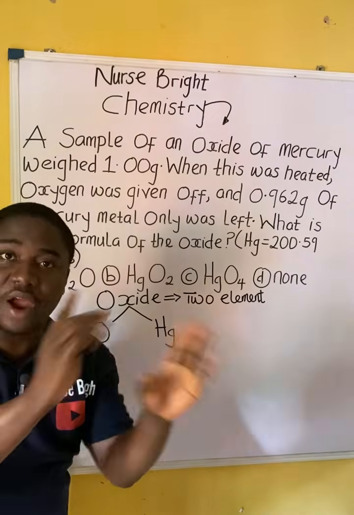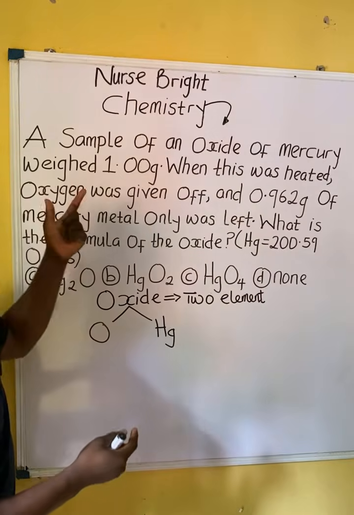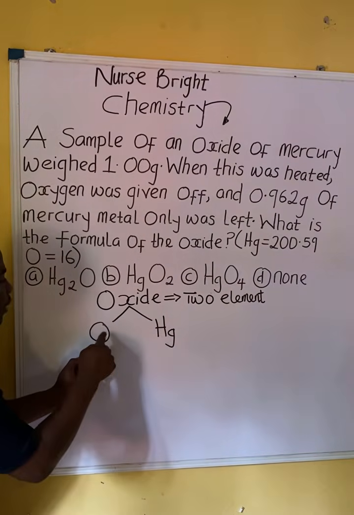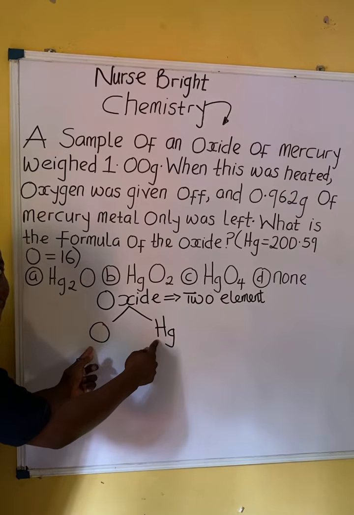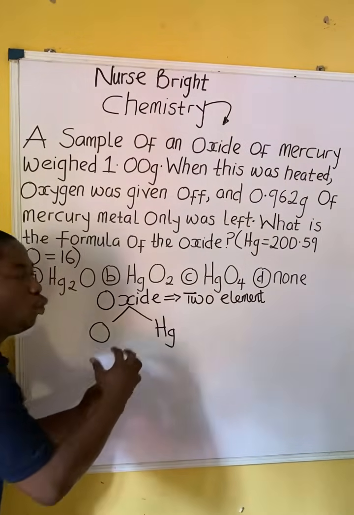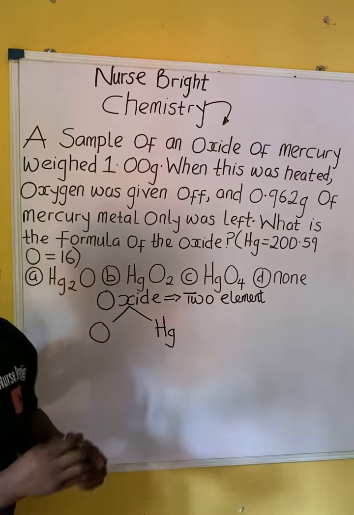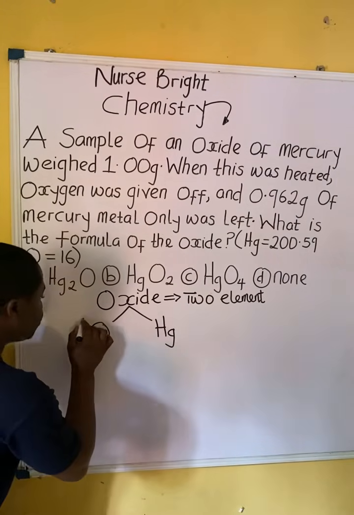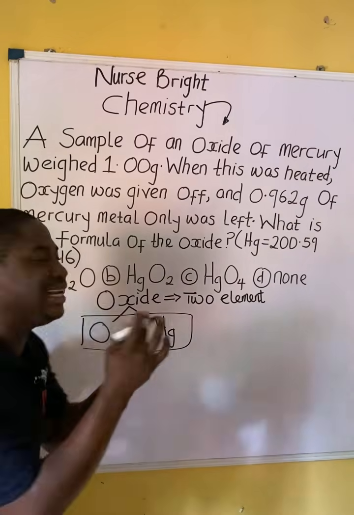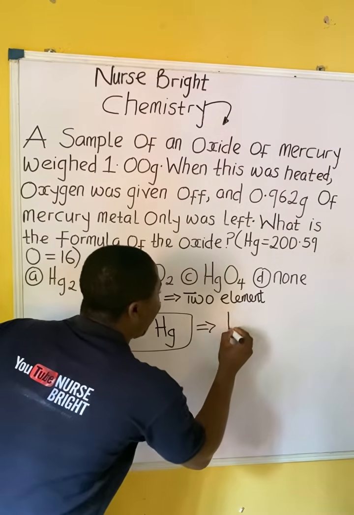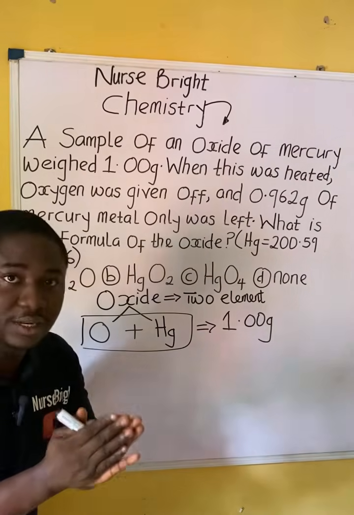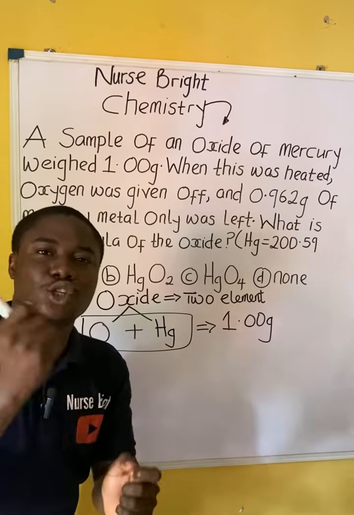Now listen very well. This question is very easy. Initially, they said that a sample of an oxide of mercury, meaning that this is the oxide of mercury. All right, we're not done. Just watch. They told us that this sample weighed 1.00 gram. So the mass of these two elements combining together is 1.00 grams. You listen very well.